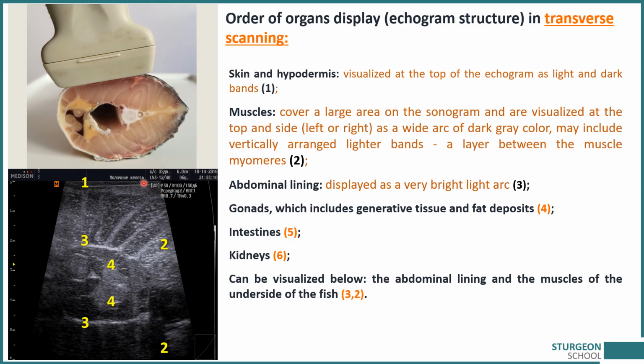At the very top of the sonogram we also see skin bands, but the muscles below are visualized in a larger area of the sonogram and are in the form of a wide arc-shaped stripe that goes to the left or right side, depending on the position of the transducer. Then the lining of the abdominal cavity is displayed, which also has an arc shape when scanned transversely.